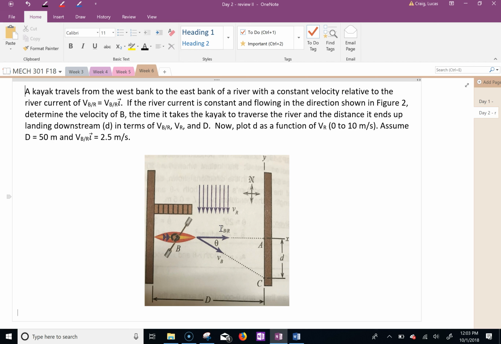The first thing you want to notice is, since the river is going straight this way, and he's trying to swim this way with respect to the river, he's actually going to make an angle. You've seen this before. You don't go straight across. You reach from A to C, a little distance down from where you start.